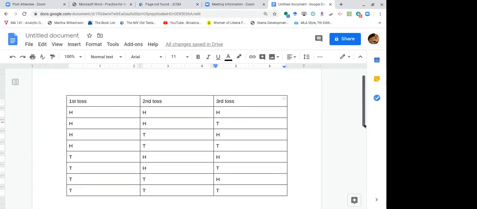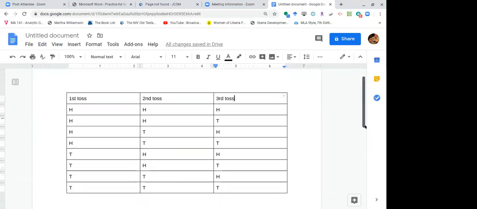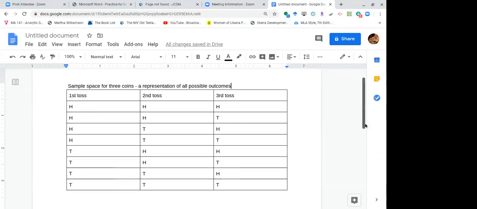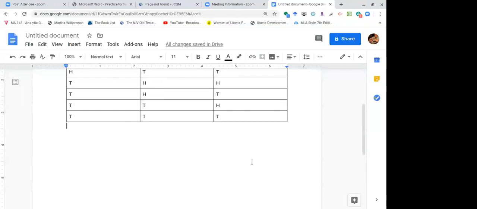frequency distribution, which is just like a sample. This is the sample space for 3 coins. This is a representation of all possible outcomes. That's the sample space. I can take this and make a probability distribution from it.